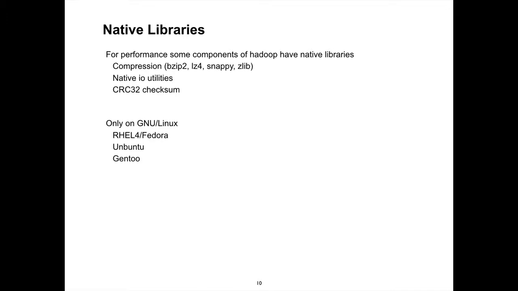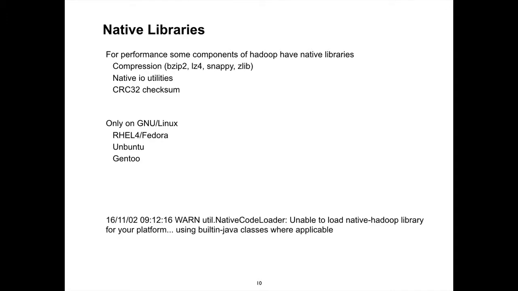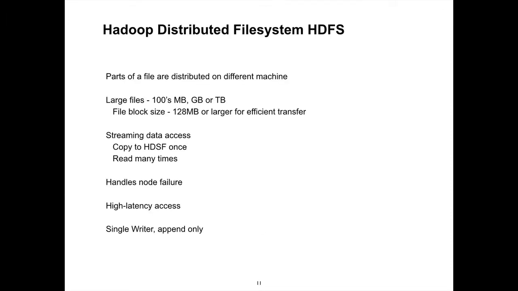Things will be a little bit slower, but if you're just using your machine for development, it's fast enough. But that's what's going on. They're using C libraries to do this compression and some I/O. And that's the warning you get, right? Unable to load native Hadoop library for your platform, using built-in Java.